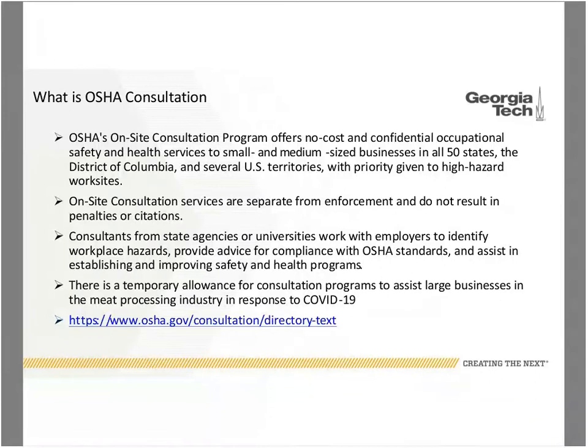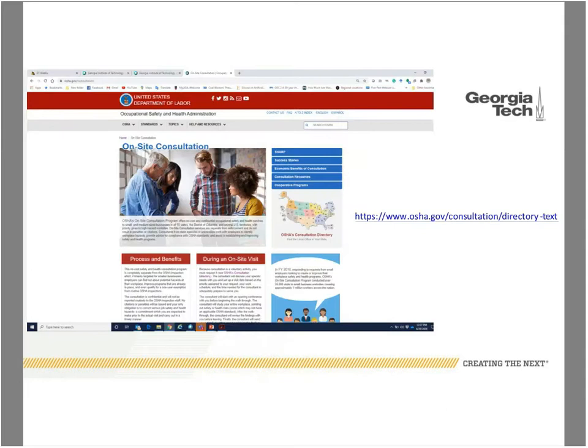So Jenny, if you don't mind putting in the chat our web address, or if you haven't done so already, in the state of Georgia, our web address is oshainfo.gatech.edu. That's where you would go to request an on-site or remote visit from our consultation services. And then the very next slide, are you looking at the slide with the directory now?